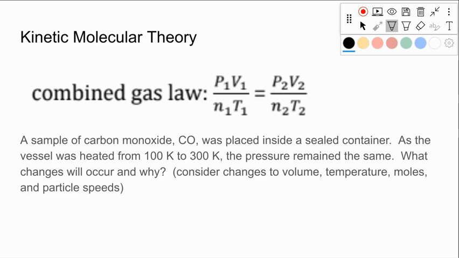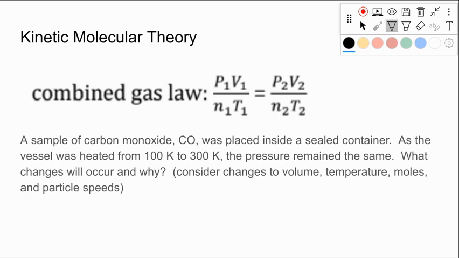And so since it doesn't say rigid, we assume that this is an expandable container. As my temperature increased based on this relationship, my volume increased as well. So if I consider my changes, volume is going to increase, temperature increases, moles does not change because it's a sealed container, and my pressure remains the same because it tells me that.